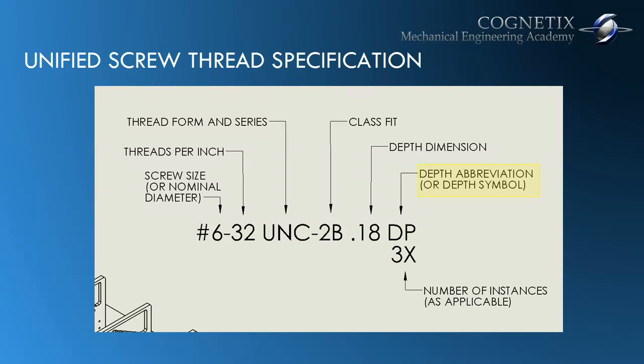In the case of a thread that goes all the way through a part or a wall, you would not have a depth symbol, you would simply say through. Underneath we see the number of instances as applicable. So let's talk about each one of these in more detail.